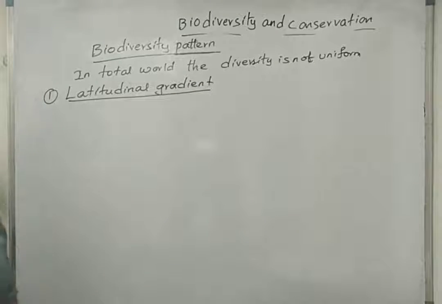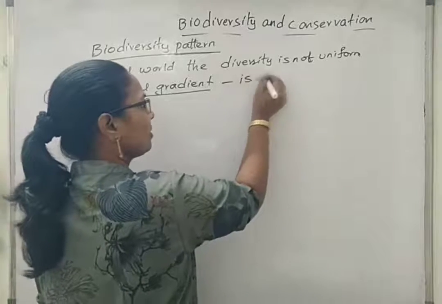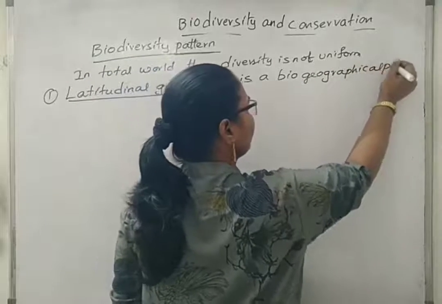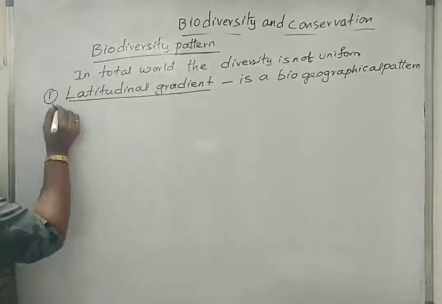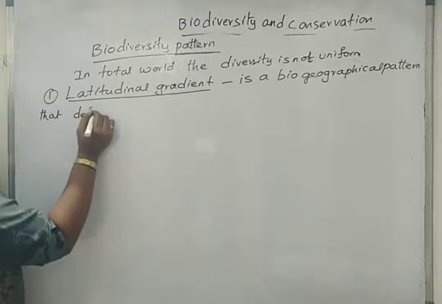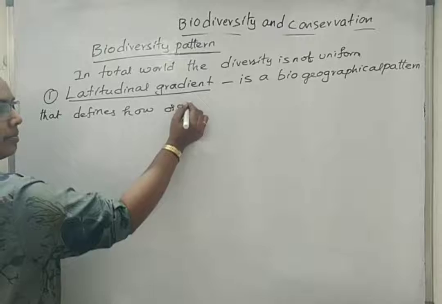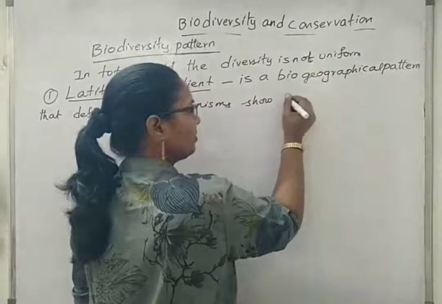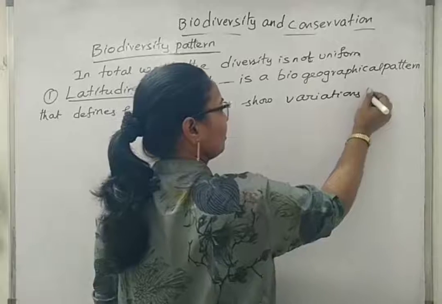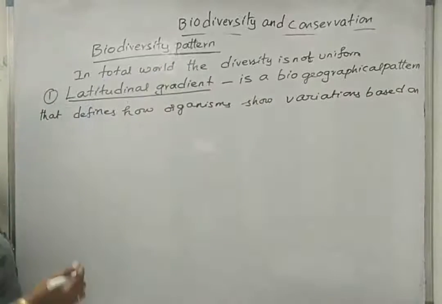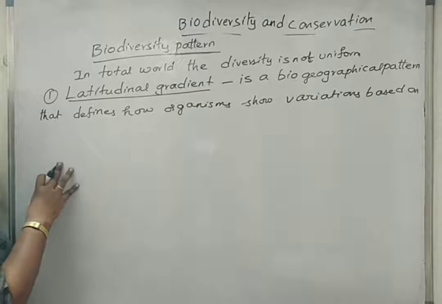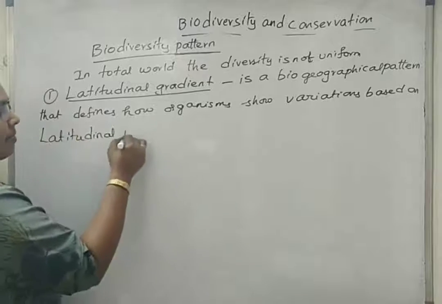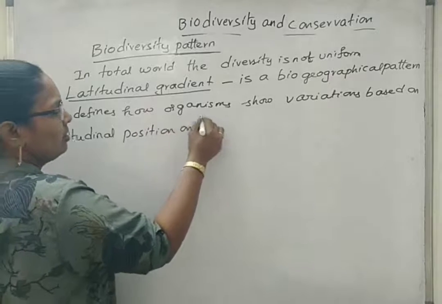Latitudinal gradient is a biogeographical pattern that defines how organisms show variations based on latitudinal distribution, or latitudinal position on the surface of the earth.